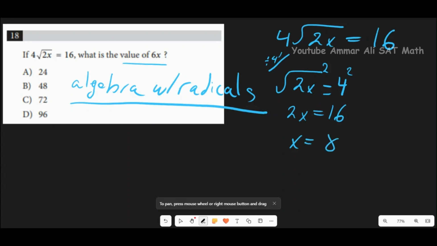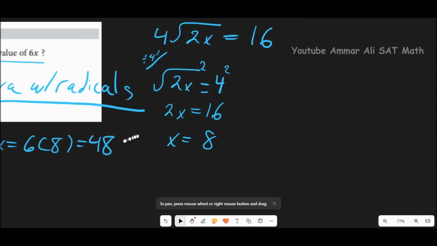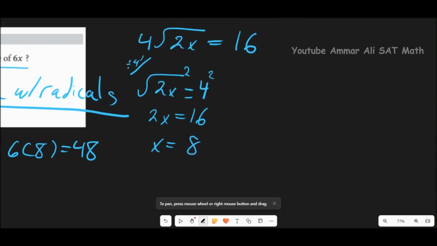So x is equal to 8, and then 6 times 8 is 48, because they're asking for 6x. So 6x is equal to 48. If this method made sense to you, good job, you finished the problem. But I'm going to show you another one in case you want it to be even faster. So if you want the even faster method, you can keep watching.